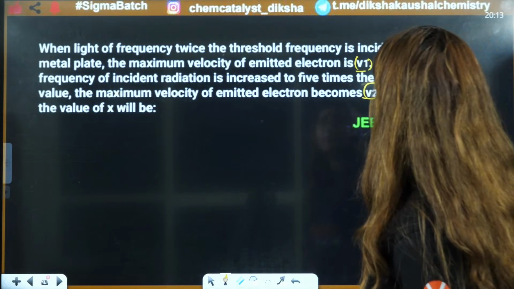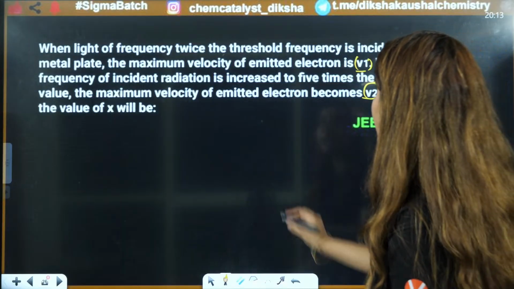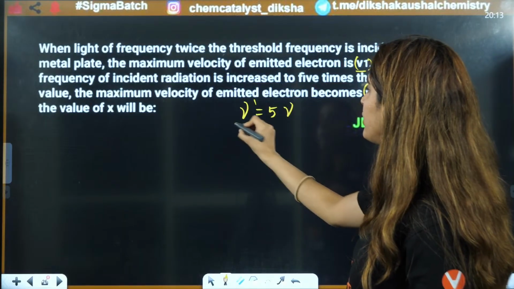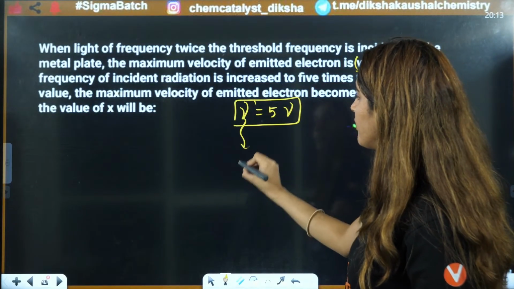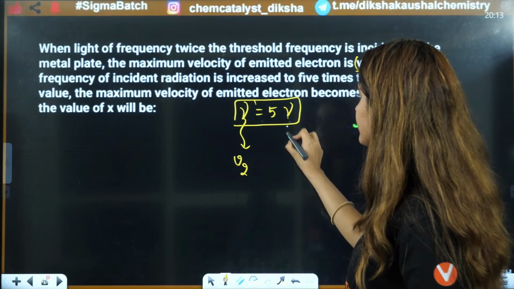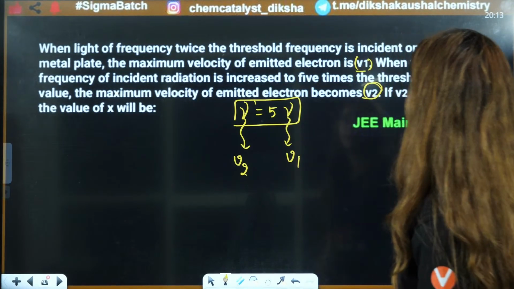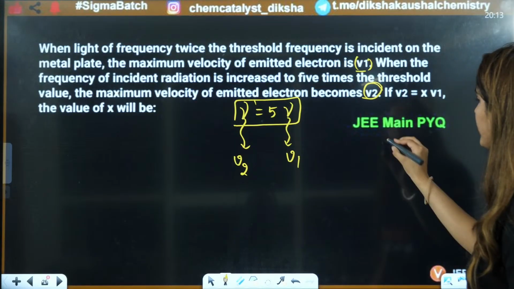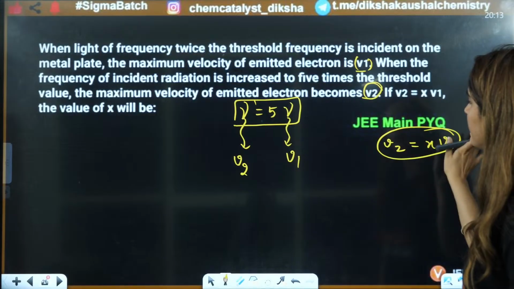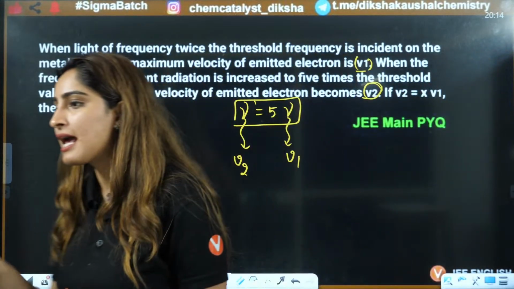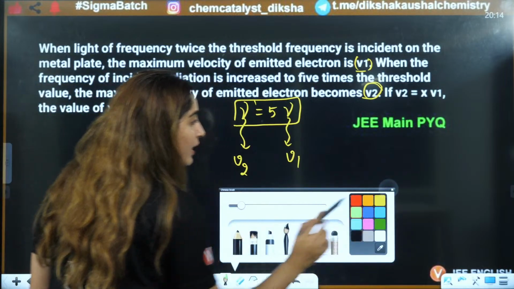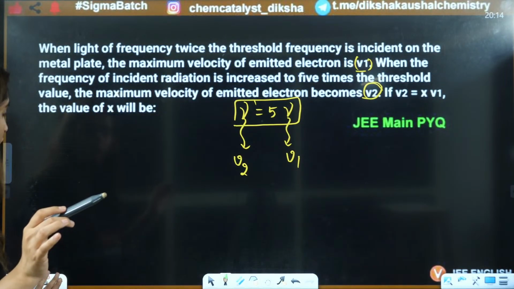When the frequency of incident light, that means mu, is increased to 5 mu, then here velocity is V2. And in this case, the velocity is V1. They are asking you if V2 is equal to x of V1. You have to find the relation of V2 and V1, then you can easily answer this. So now we will try to find the relation of V1 and V2, and then we will answer it.